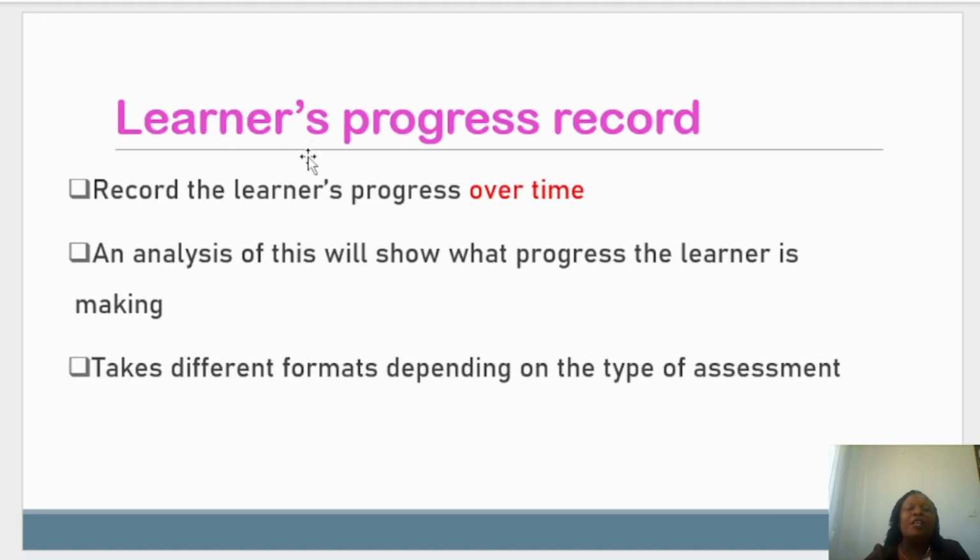So it takes different formats, and this is what most of the teachers are calling assessment records or the rubrics. So this is very important because it reports the progress of the learners. So this document should also be shared with the learners, it should be shared with the parents so that you have discussions and look for ways of improving.